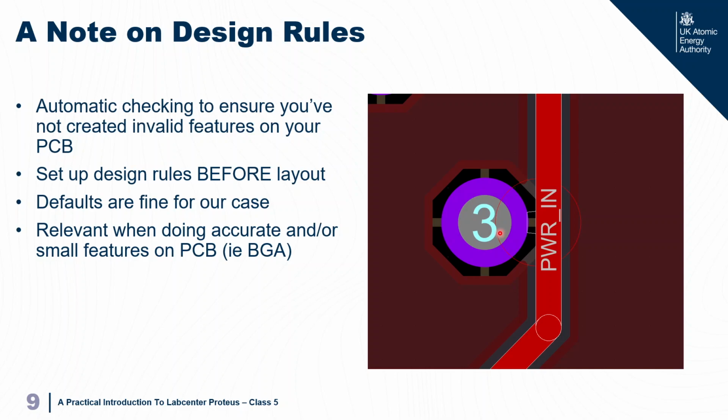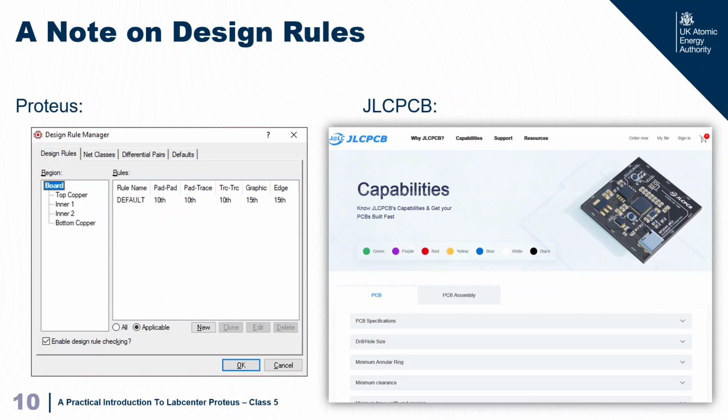You can set up Proteus to your specific fab house so that they're aligned with each other, and you don't create invalid designs. In Proteus, this is what it looks like. There's a window called Design Rule Manager, and you just set your rules here. Proteus only has a few rules to set. It's quite simple, and then obviously you pick these numbers up off the JLC PCB website.